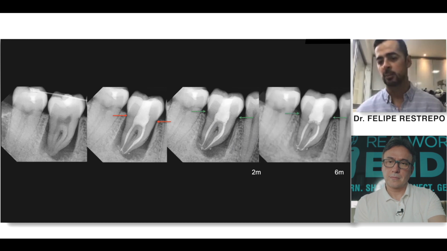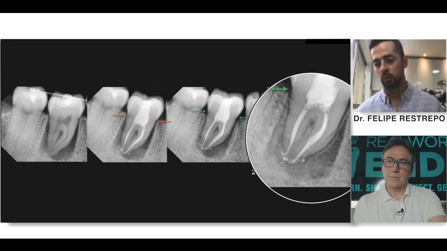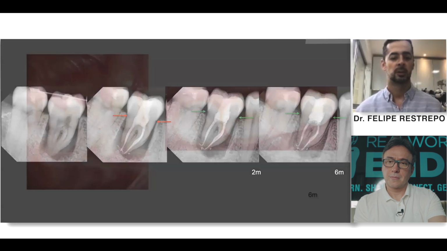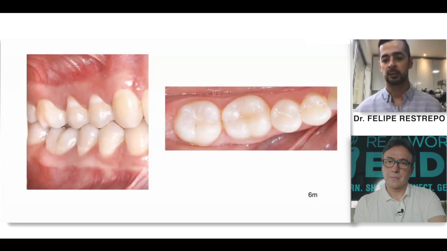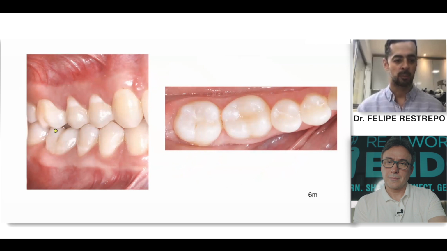And this is 6 months later. Look at the level of the dentin enamel junction. As you can see, already periodontal ligament space formed, new bone formed, and this is only 6 months afterward. And this is the clinical view 6 months later. Look, the tooth already reached contact with the upper molar, and it looks perfectly normal.